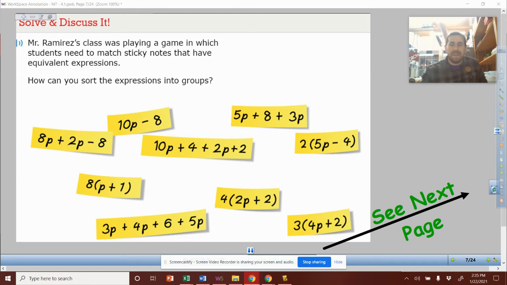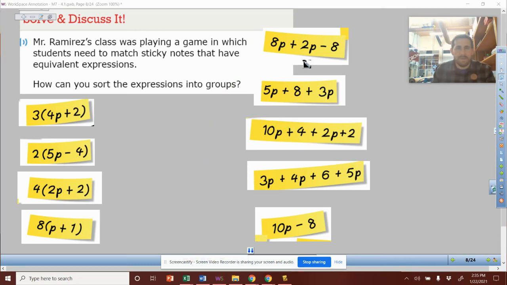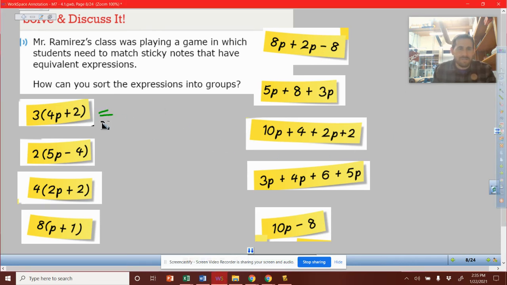So what we're going to find out is that each of these little Post-its would equal the same thing, and we would take the things that are equal, put them in one pile and another pile, and so on. So how many different groups can we put these into? We'd have to figure out what each of these mean so that we can group them. So I've kind of taken the scattered ones and organized them. But here, these are all distributed properly.